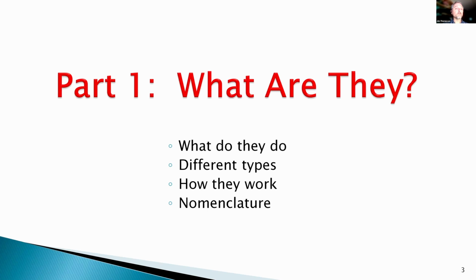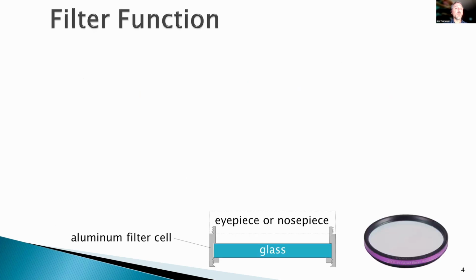What are they? So the general appearance of a typical filter is shown at the bottom of the screen. Typically, there's a machined aluminum housing within which a flat piece of glass fits. This whole assembly screws on the end of your eyepiece or the nose piece of your camera, depending on what you're using. If you are using a filter wheel with your astrophotography rig, then there may not even be an aluminum housing, just a flat piece of glass.